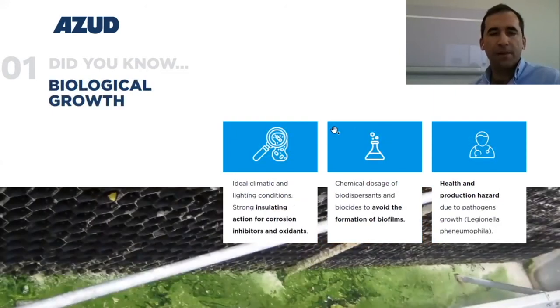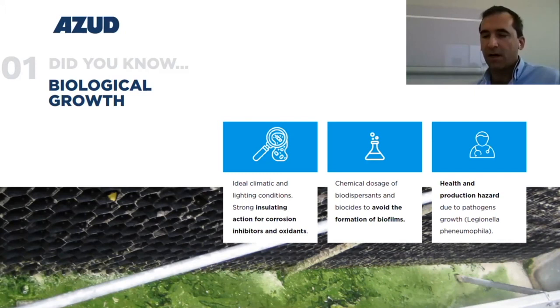And finally, probably the worst of all is biological growth. Biofouling of organic matter on heat transfer surfaces can cause up to 70% of the transfer loss. That transfer loss will mean that you will have a higher energy consumption, because you will have to pump more water in order to maintain the same cooling efficiency.